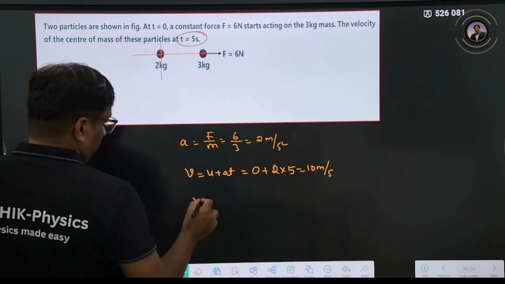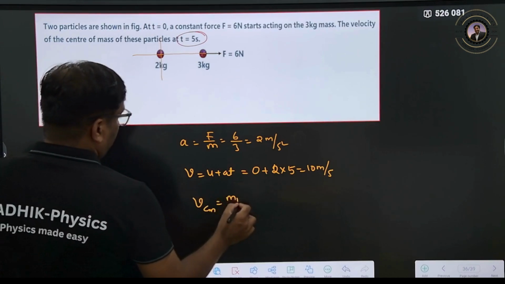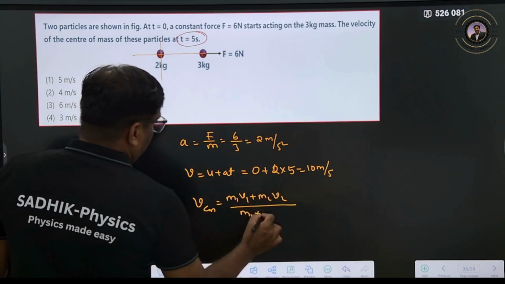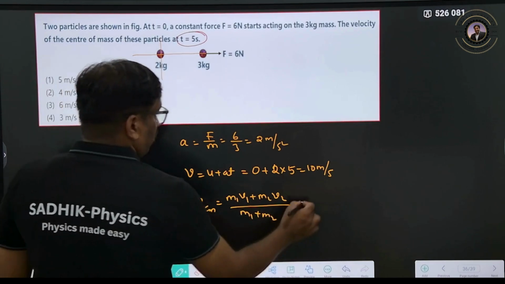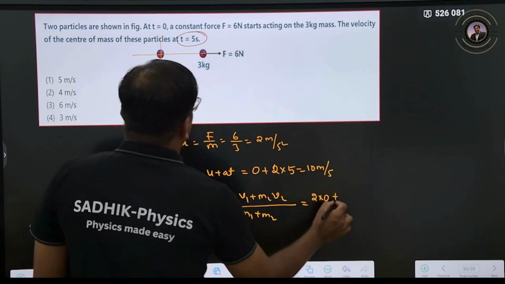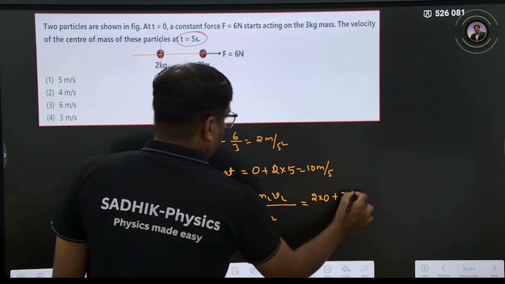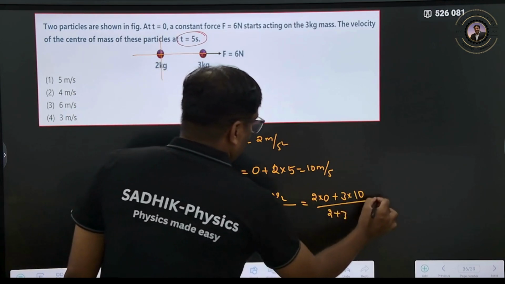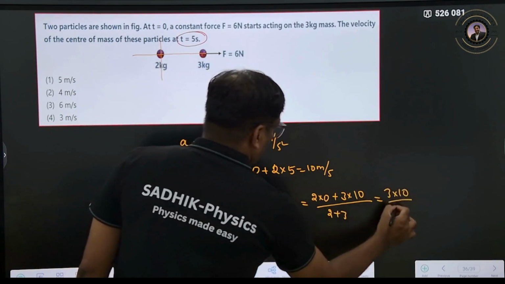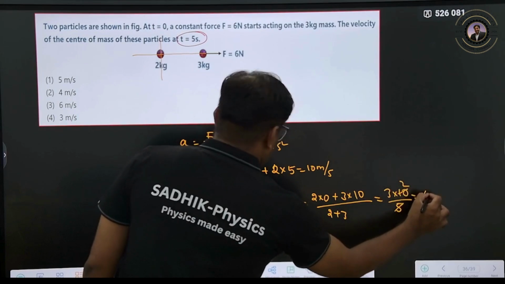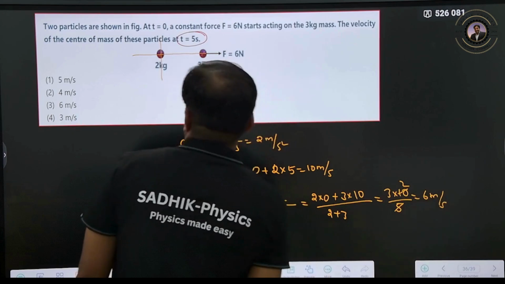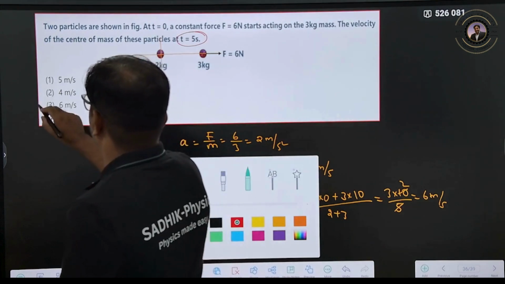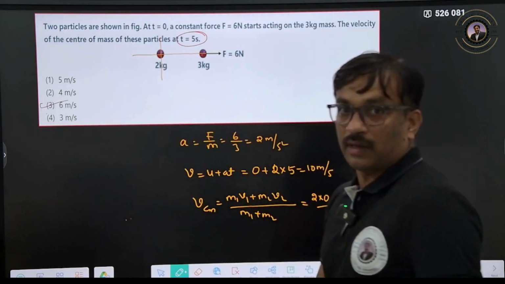VCM, you can write as (m1 v1 plus m2 v2) by (m1 plus m2). That is 2 into 0 plus 3 into 10, divided by 2 plus 3, so 3 into 10 by 5, which is 6 meters per second. This is the velocity of the center of mass, 6 meters per second. Clear?